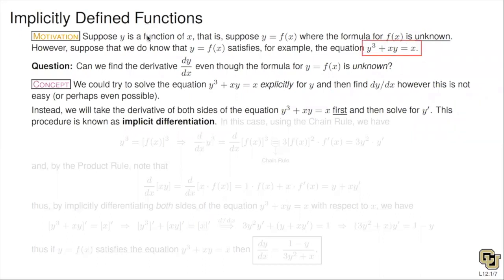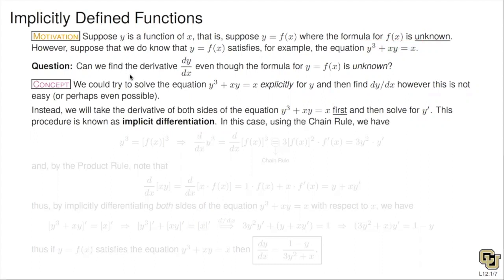What I'm going to do now is calculate implicitly the derivative of y cubed, and I'll explain the theory behind that. Then I'm going to find the derivative, again using implicit differentiation, of x times y. And then I'm going to find the derivative of x, which we can just do. And then we'll solve for y prime and find the derivative. Let me show you how this procedure works.